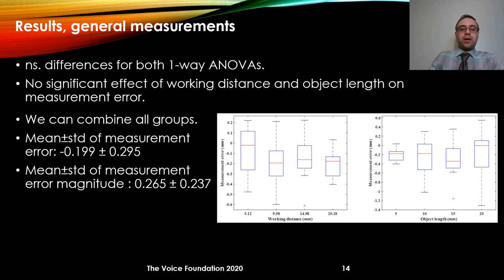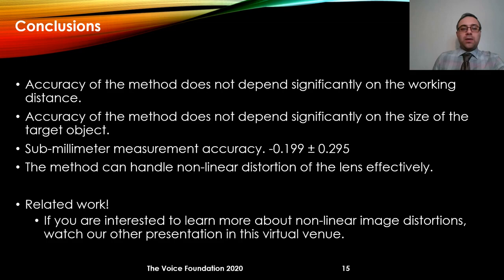So we combined all of the groups with each other, and based on that result, the average value of measurement error was on the order of 0.2 millimeter. In conclusion, accuracy of the method does not depend significantly on the working distance. Accuracy of the method does not depend significantly on the size of the target object. The method was able to produce measurements with sub-millimeter accuracy, and the method was able to handle nonlinear distortion very effectively.